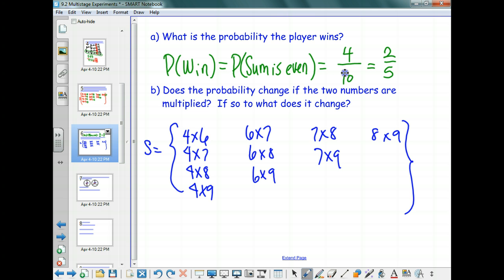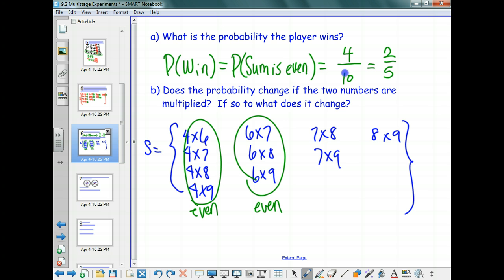I can find all of these exactly if you'd like, and you certainly can. But I claim that most of you just know. These are all even. These are all even. And that one's even. Oh, this one too. How do I know those are all even?